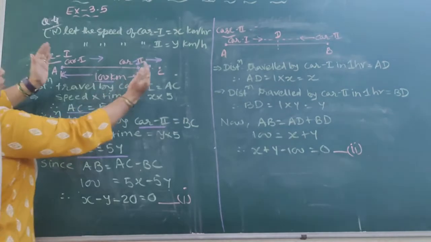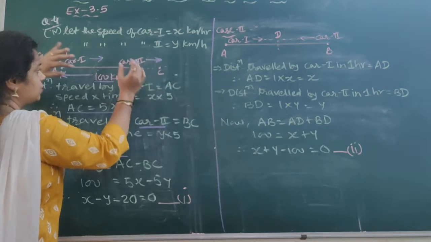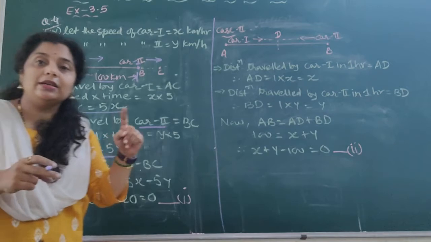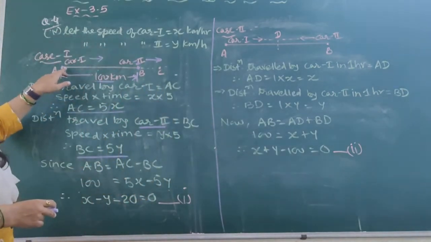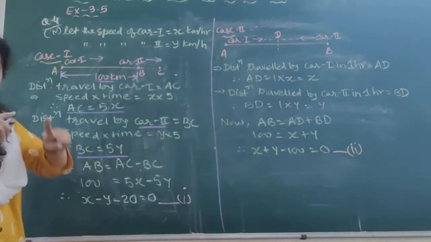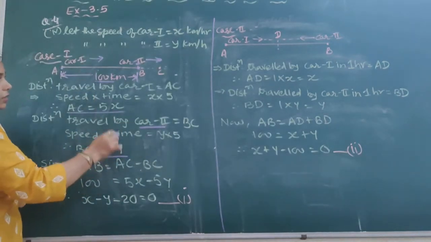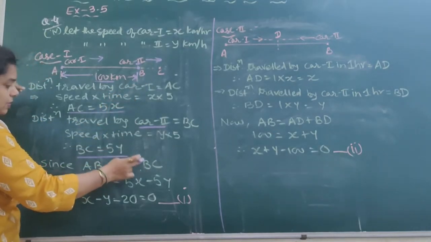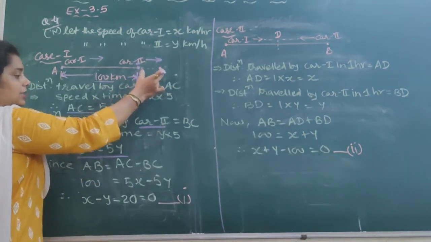And as you know, AC is split into AB and BC. So we can say that A, B and C, these three are collinear points. They are in a straight line. Therefore, we can say that AB plus BC is equal to AC. Is it clear? AB plus BC is equal to AC. And we are using that concept here: AC is equal to AB plus BC, and therefore AB is equal to AC minus BC.